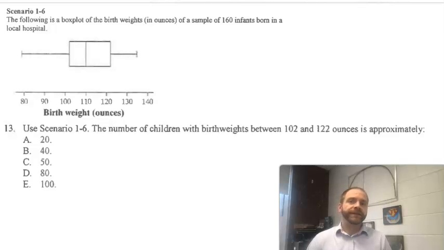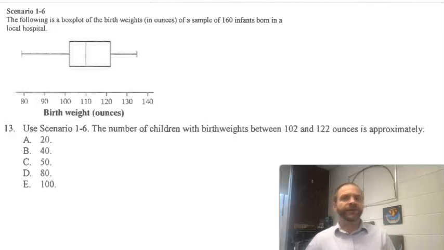We're looking at question 13 on the AP Statistics Midterm Review, and in this one we're given a box plot scenario where we are told that we have the birth weights in ounces of a sample of 160 infants born in a local hospital. Now question 13 asks us to find the number of children whose birth weights are between 100 to 122 ounces approximately.